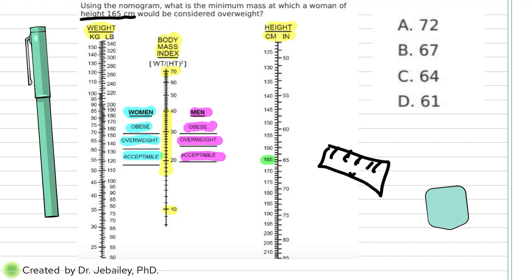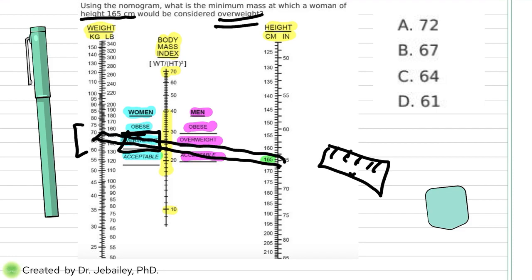So they want to see what is the minimum weight, and that means somewhere here, the minimum weight that will keep them in the overweight section, right? Because they want the overweight. So that means they want somewhere in this area because the ruler has to hit this. So if I had the ruler, of course this is shown here on the paper test, the ruler will have to be something like this, and you'll be hitting somewhere here. So this is where you're definitely going to be hitting the overweight section.